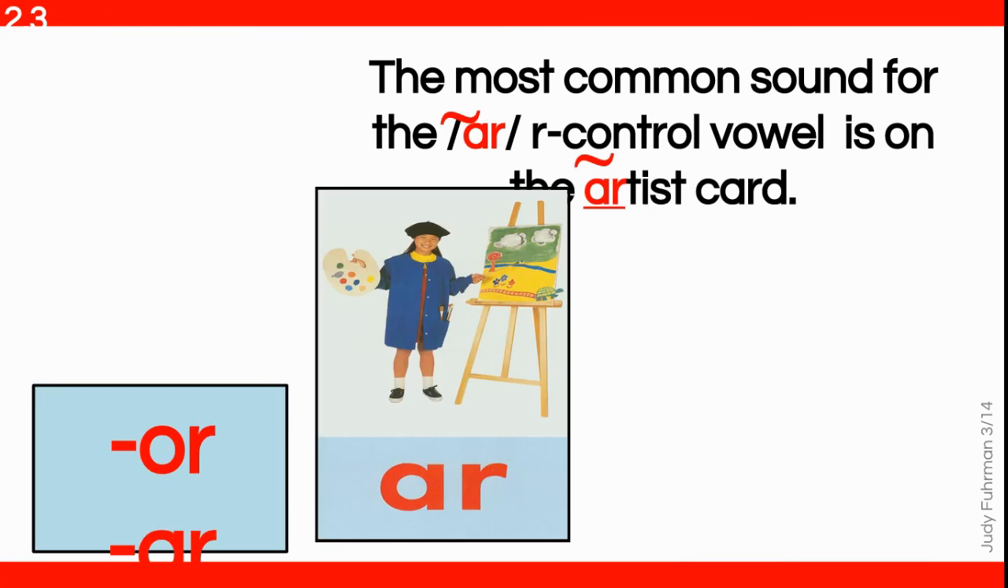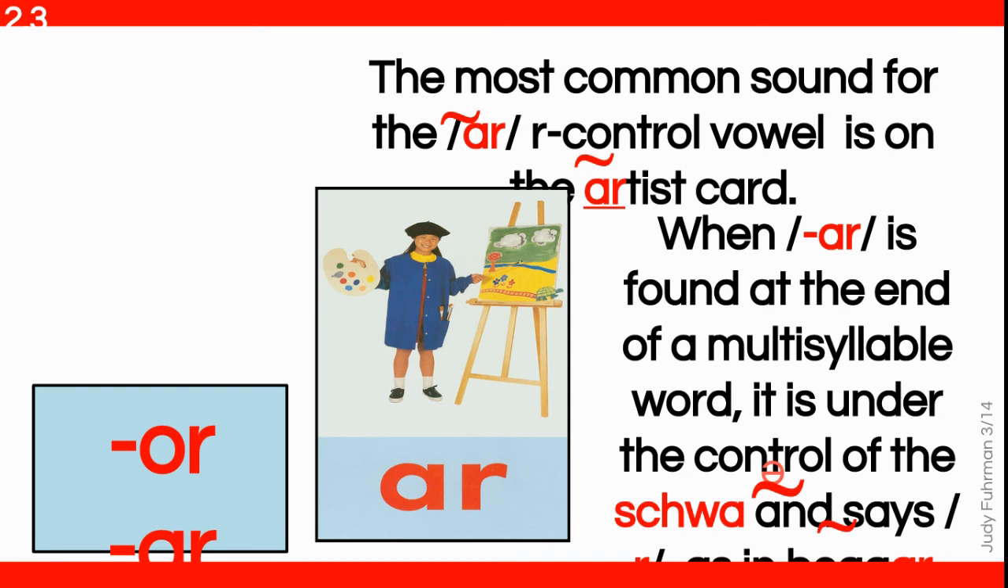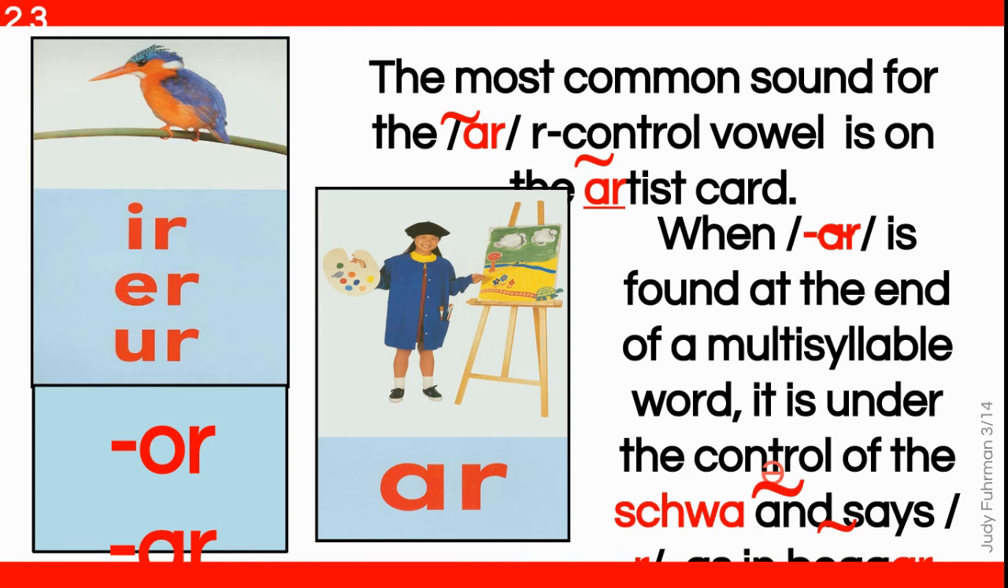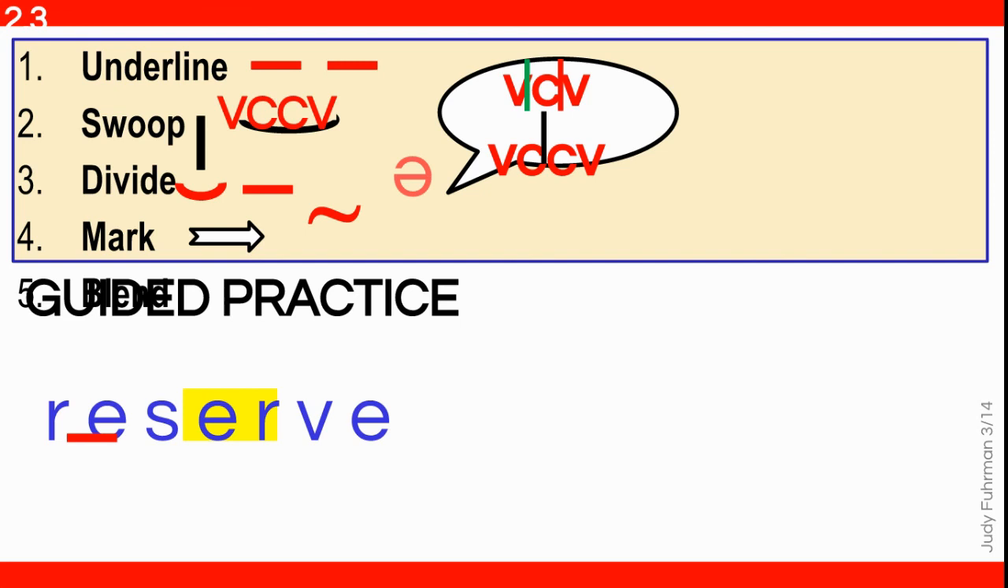And then we have the artist card. Say the sound we find in the word art, which is under the control of the schwa as well. That would be the artist card. It has the AR spelling. And then, as you recall, the bird card as well. Now we're going back to the guided practice word here.